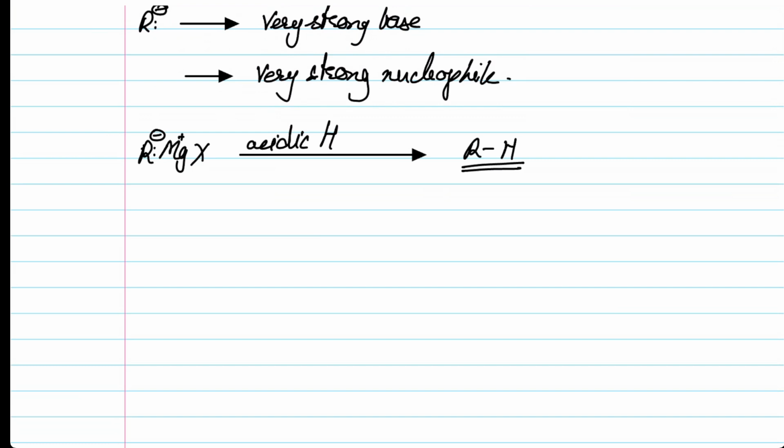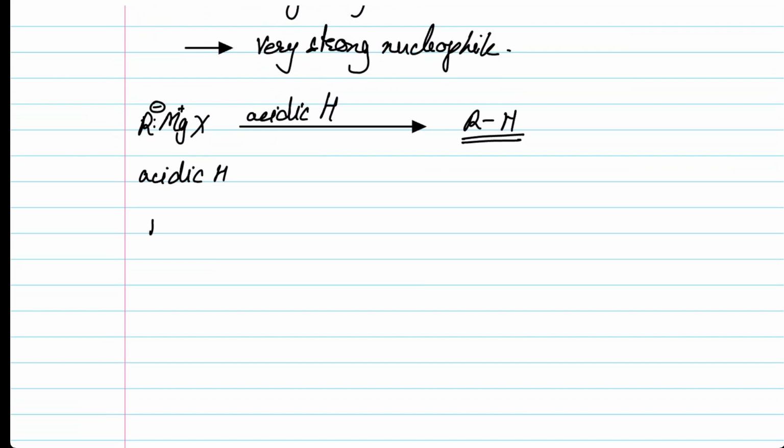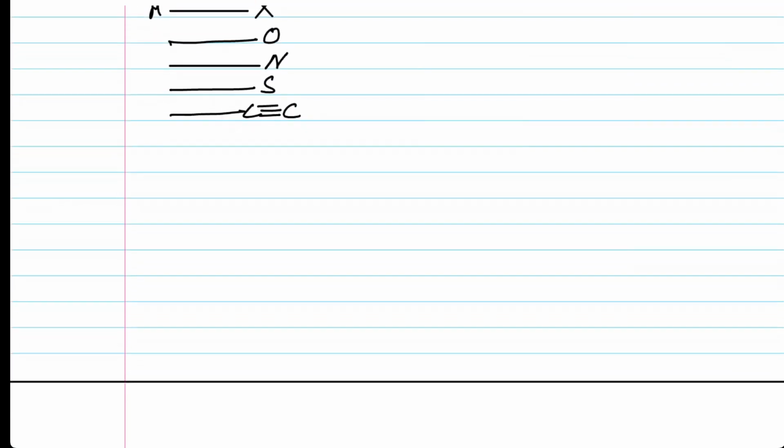Now we need to understand the meaning of the word acidic hydrogen. The hydrogen attached to a halogen, oxygen, nitrogen, sulfur, or triple bonded carbon is considered acidic hydrogen. So any species containing acidic hydrogen, if it reacts with Grignard's reagent, is going to give us an alkane.